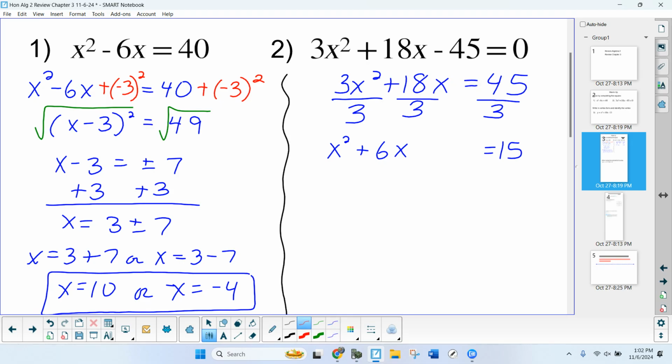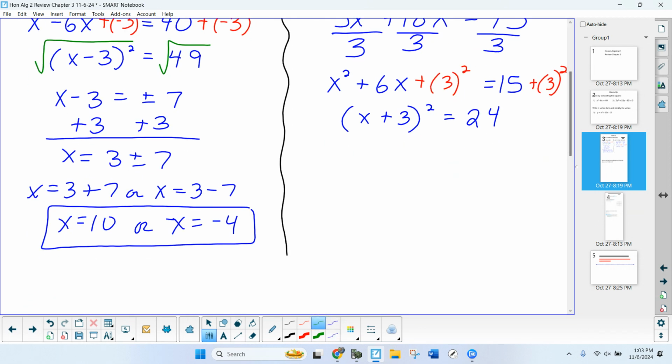6x equals what? 15. All right. Now I'm ready to take half of 6. What's half of 6? 3. We're going to add 3 squared. Whatever you do to one side, do to the other. What does this factor into? (x + 3) squared. What is 15 plus 9? 24. Is everybody good so far? What do we do now? Square root. When you take the square root, you have x plus 3. What do you put in front of this?